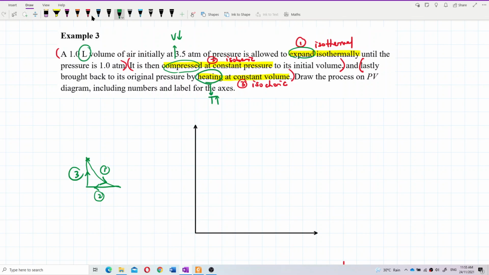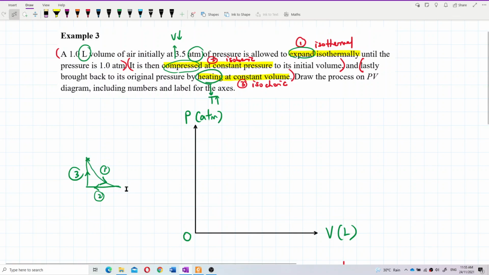You see liter. This is atmospheric pressure, so my pressure is in atmospheres. Don't put Pascal; you must follow the question. Volume is in liters, starting from 0. The graph should start from here, then go down, go left, go up. So I should plot 1 liter over here.